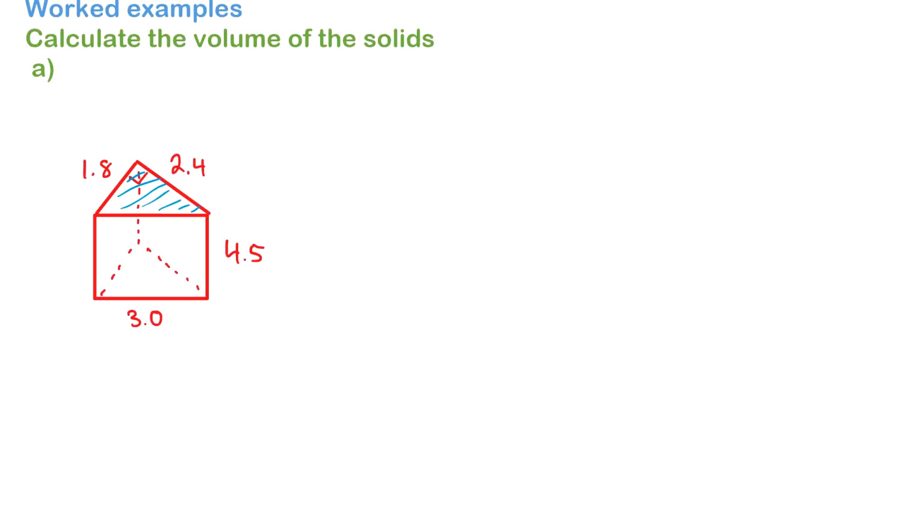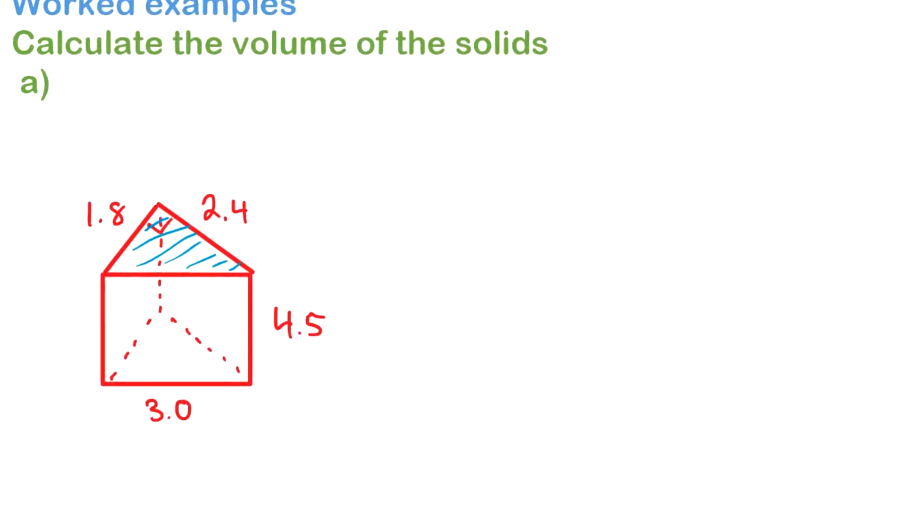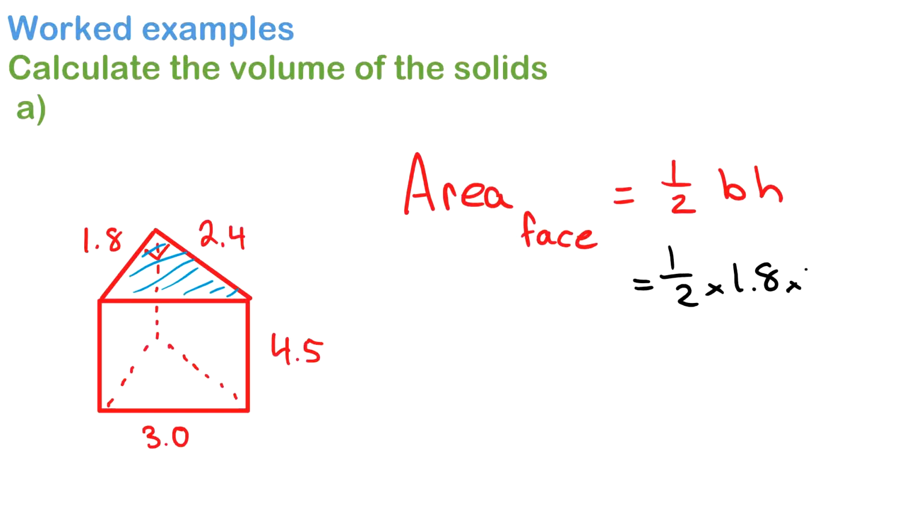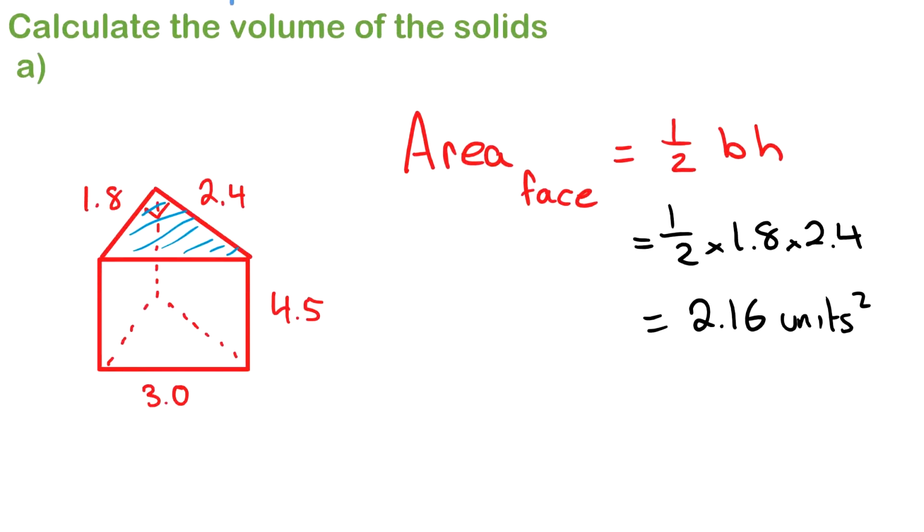So, to start with, I'm going to write down my area. Let me zoom in a bit so I can write a bit neater. Area for my face. Now remember, the area of a triangle is half the base times the height. So in this case, it's going to be a half times 1.8 times 2.4. And that gets us 2.16. We don't have any units there, so I'm going to write units squared.